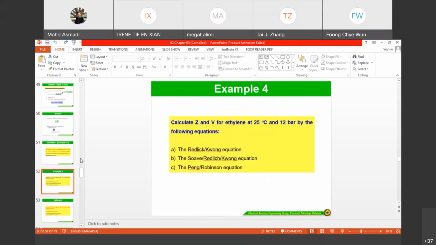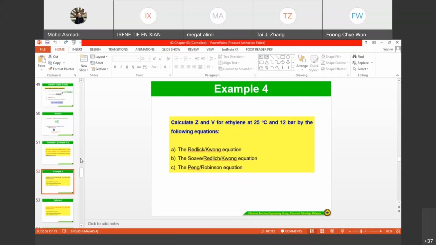Okay, so let's see this one. Example 4. Since it's not stated whether the ethylene is in the liquid or gas condition, could you please determine whether ethylene is in the gas phase or liquid phase?